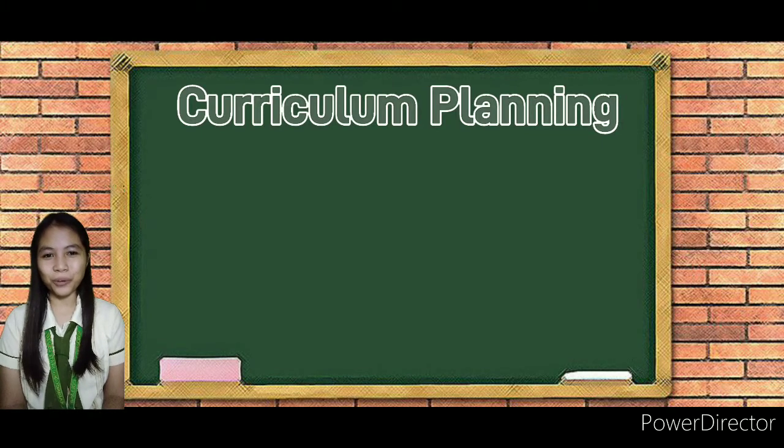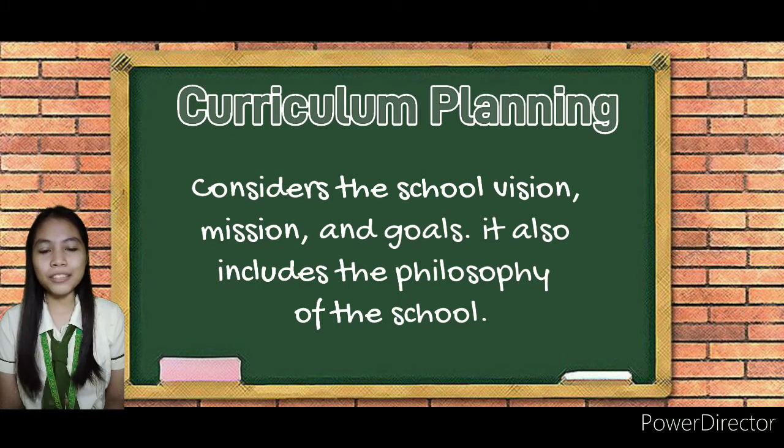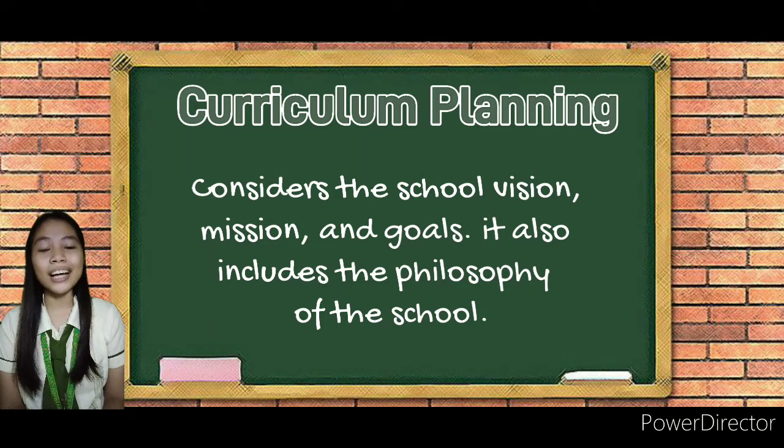Let's have the first one, which is the curriculum planning. It considers the school vision, mission, and goals. It also includes the philosophy and strong education belief of the school. All of this will eventually be translated to classroom desired learning outcomes for the learners. So that is the first step of our curriculum making process.